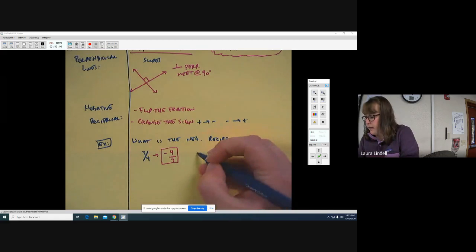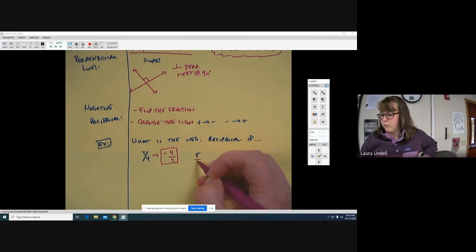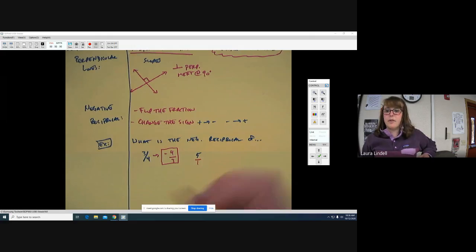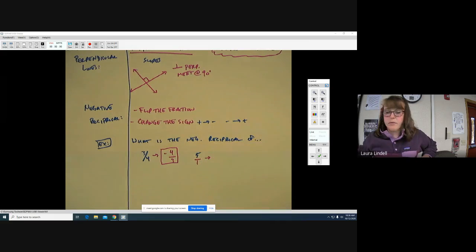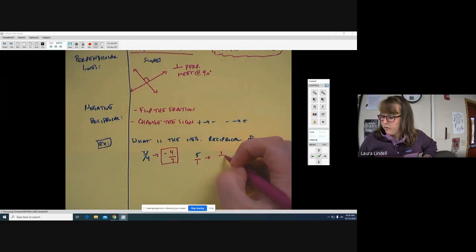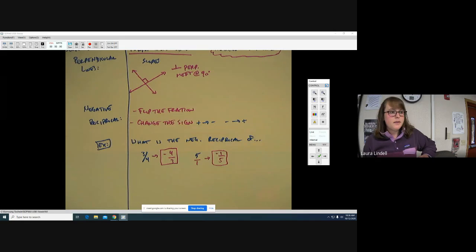What about the negative reciprocal of 5? Well, 5 is not a fraction to start with, right? What can I do to make 5 a fraction? I can just put it over 1, right? 5 divided by 1 is 5. Owen's got the right idea going here. He already knows the negative reciprocal. So 5 becomes 5/1. Flip the fraction, it becomes 1/5. Change the sign, it becomes negative 1/5. So that'll be the negative reciprocal of 5.